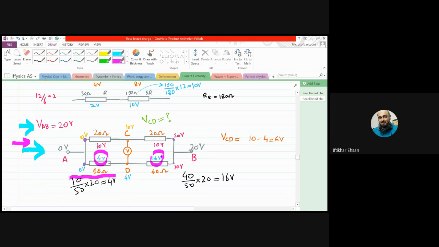You can see the working here, right? Clear? So when it consumes 16 volt, it means we start from the 20 volt. If it consumes 16 volt, how much voltage will be left? 4. And then this consumes 4 volt out of this 4. How much will be left? 0.